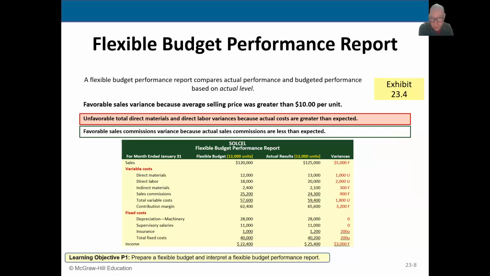So total variable cost is unfavorable by 1,800. Contribution margin favorable 3,200. That's good. You'll notice that the fixed costs remain the same except for insurance. Now, what happened with insurance? I got a new insurance bill, and it went up by $200. Okay, so you have to put that in there too, giving us a favorable variance of net income of $3,000.